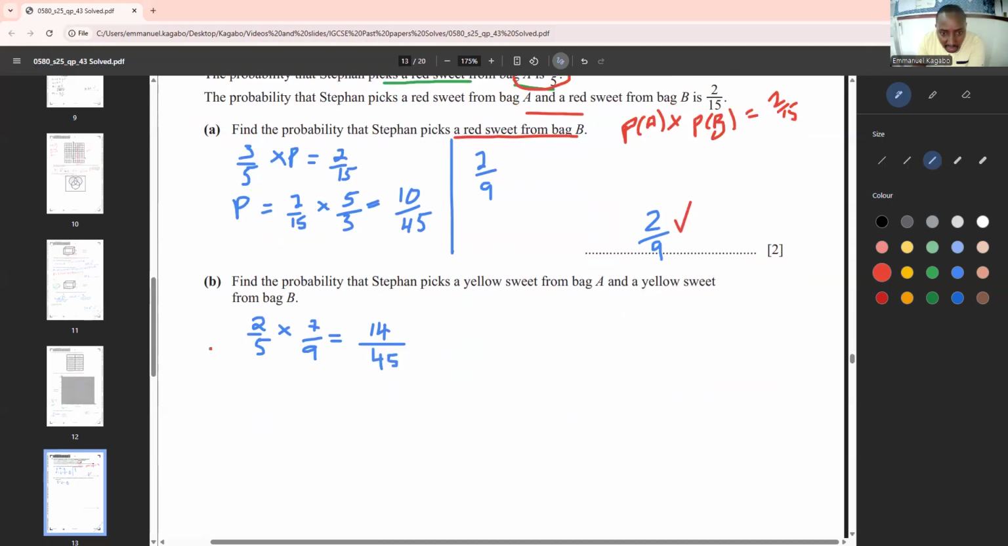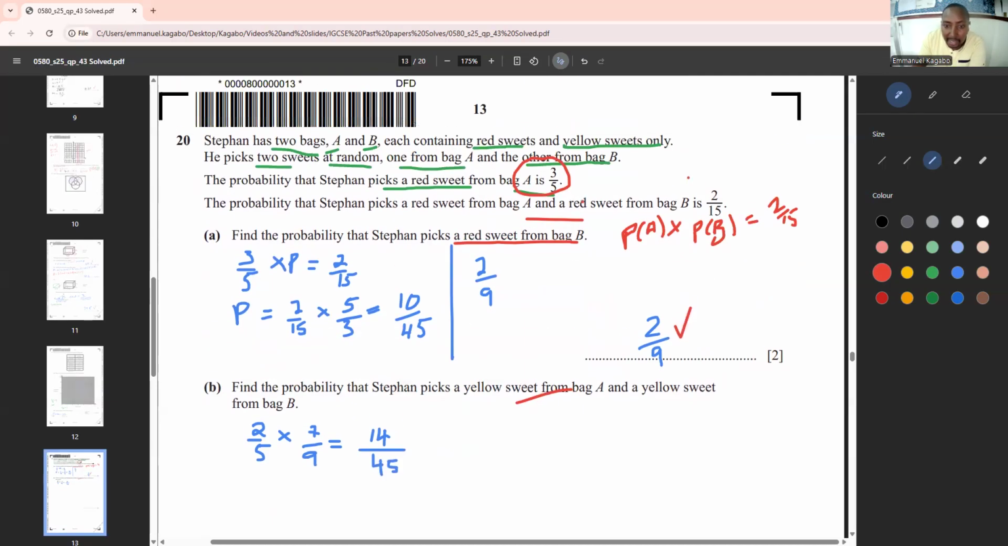Find the probability that Stefan picks a yellow sweet from bag A. Remember, from here, they said they have only red sweets and yellow sweets. And probability of A, probability, formula that is very important to know. Probability of A plus probability of A complement.